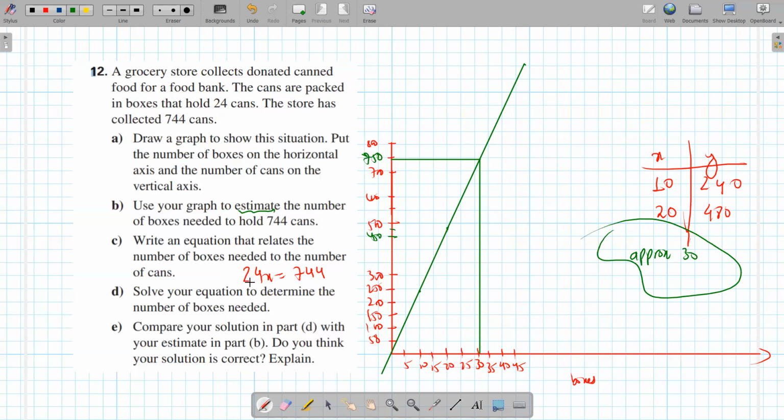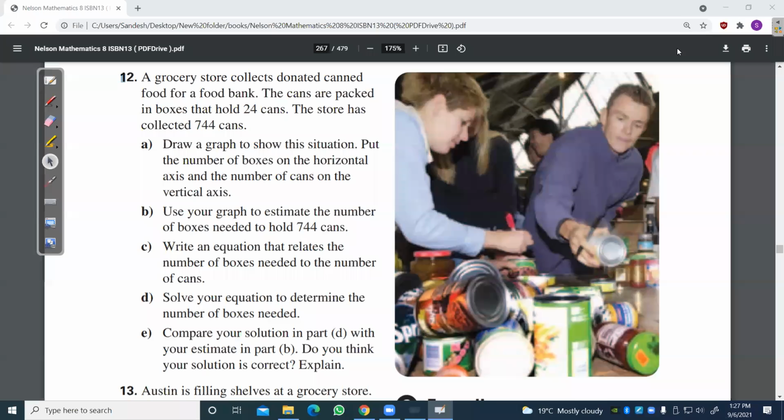So C is, we have this equation, 24x equals 744. D says solve. How do you solve this equation? You just divide by 24. Yeah. So 744 divided by 24 is 31. There we go, and that's the precise answer. X is 31. Compare the solution in part D with B. So compare these two solutions. Do you think your solution is correct? Explain. It's close. So are you happy with it? Yeah, that's good enough, right? That's correct. It seems correct.